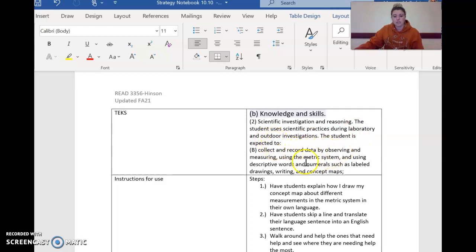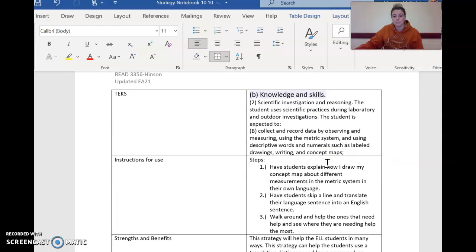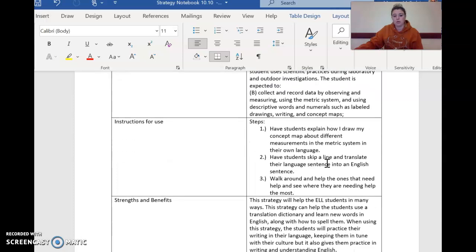reasoning. They're going to collect and record data by observing and measuring, using the metric system and using descriptive words and numerals such as labeled drawings, writings, and concept maps. So we're actually going to do something in response to the concept map that we're going to draw. So we're going to draw a concept map based on plants and measurements that they are going to do at home. They're going to measure plants, and then we're going to come back to class and talk about it and draw a concept map together.